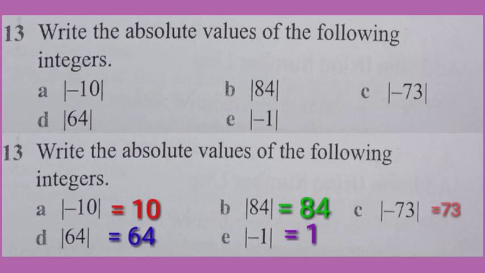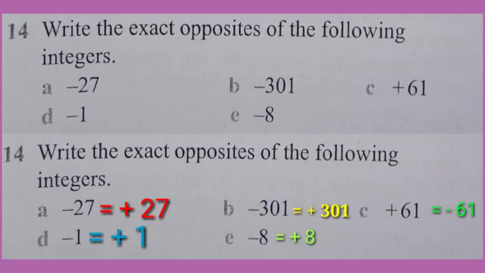Question number 13. Write the absolute values of the following integers. (a) absolute value of minus 10 equals 10. (b) absolute value of 84 equals 84. (c) absolute value of minus 73 equals 73. (d) absolute value of 64 equals 64. (e) absolute value of minus 1 equals 1.